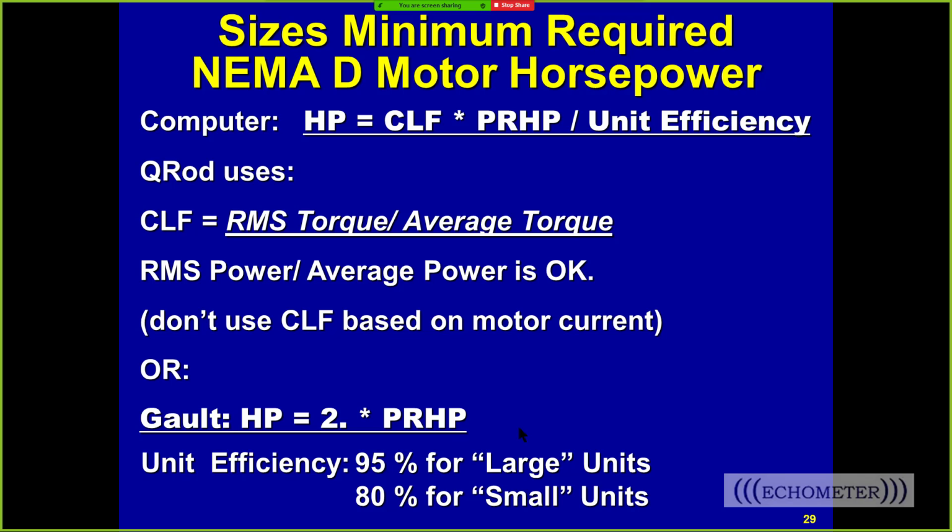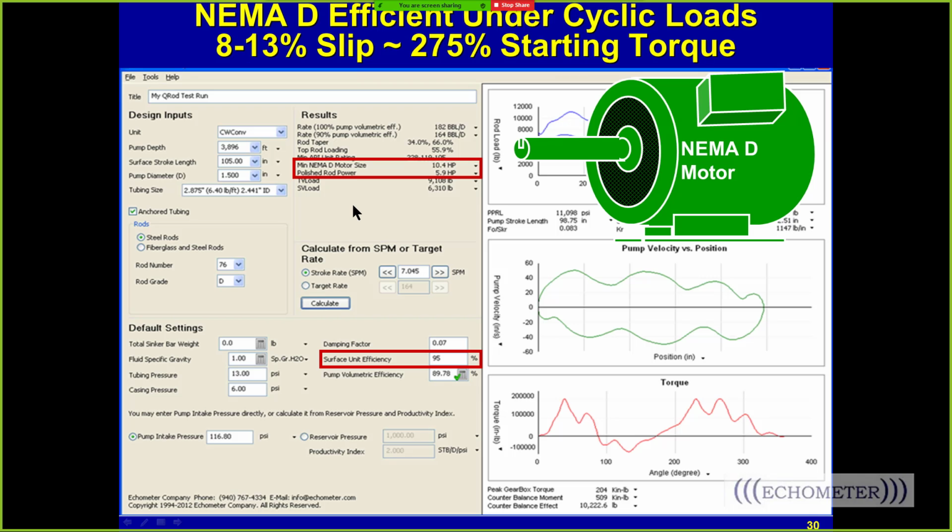Now, what did he say? He said if the well's drawn down and you select a motor that's 2 times the polished rod horsepower, that's going to be good enough. There's a reason for that, but if we go back and look at this example here, we see that either method typically will give about the same thing.